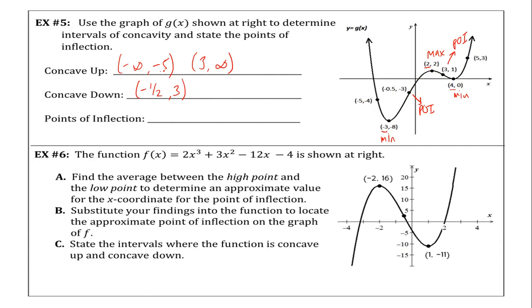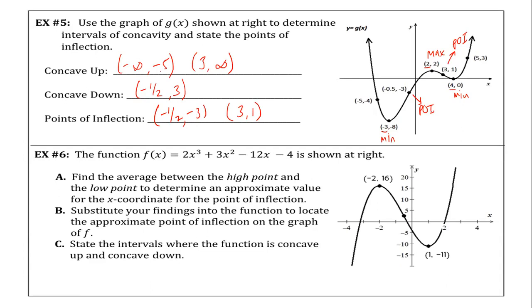So the points where our concavity starts or stops, those are our POIs. Does that make sense? Minus infinity. So our POIs are at (-1/2, -3) and our other one is at (3, 1).